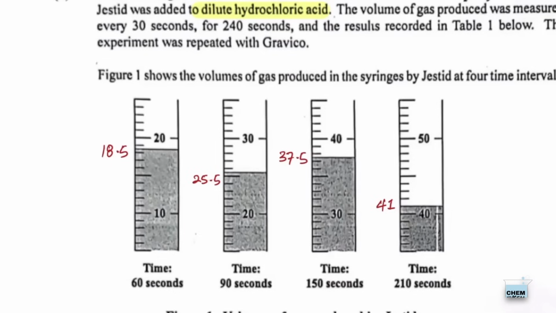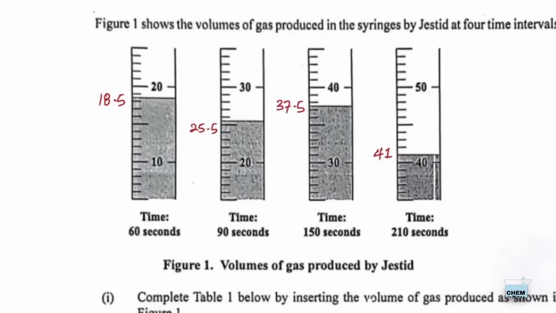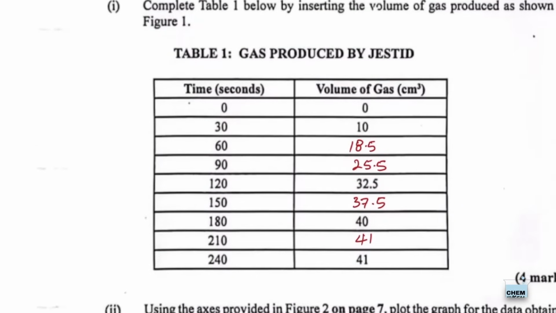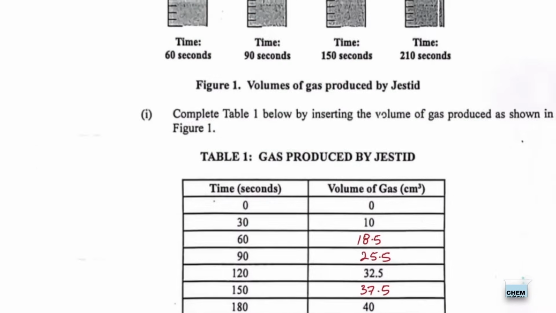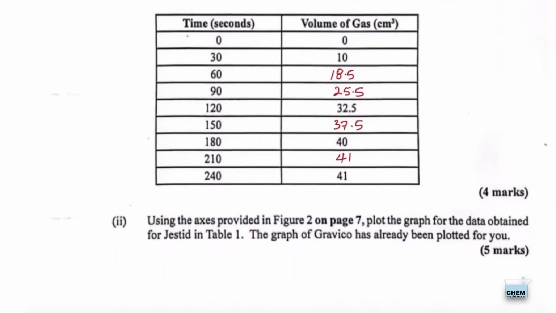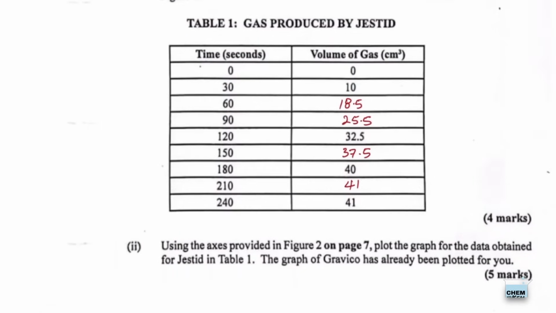The third one at 150 is 37.5. And at 210 seconds is 41. So we'll just fill these in our table and we would get our marks. That would be 4 marks. Now the next thing we're going to do, we're going to use the axes provided on the next page, and we're going to plot the graph for the data obtained from Gestid in table 1.